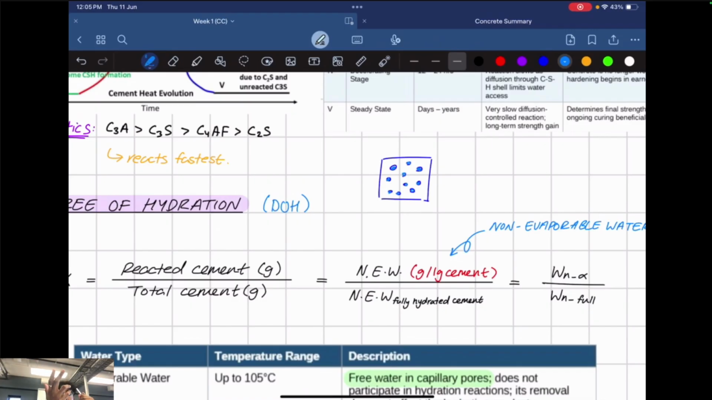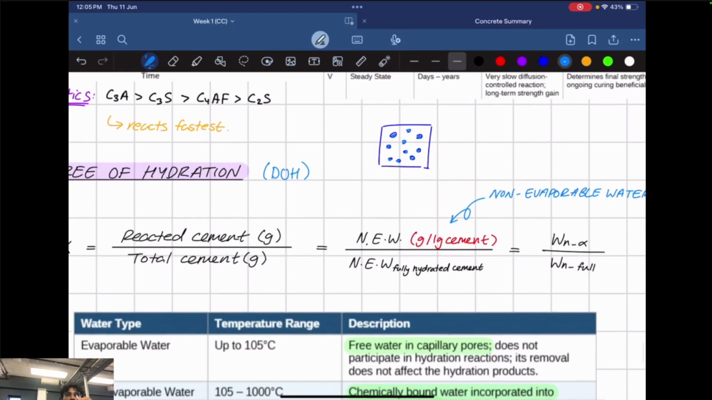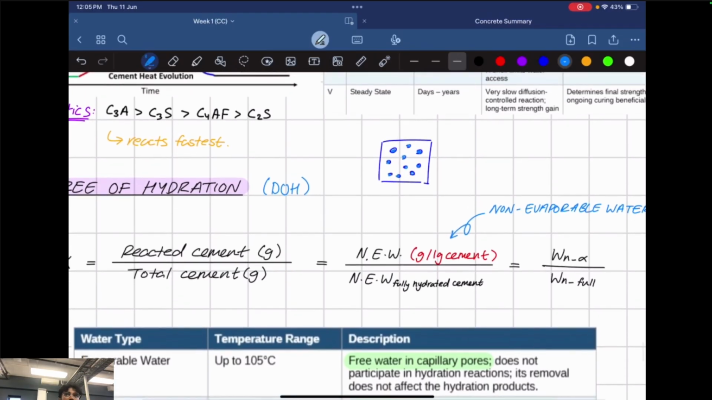Free water in capillary pores, so in these pores or voids, is water that just sits there. Its removal does not affect the hydration products. So if you remove that water or you keep the water, it doesn't matter, it doesn't affect your hydration products.